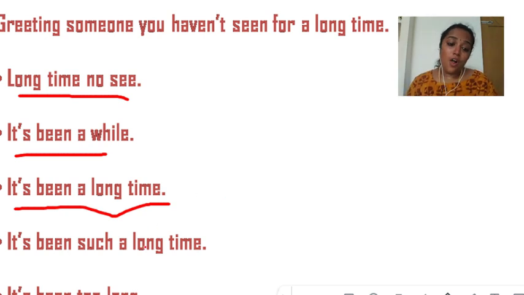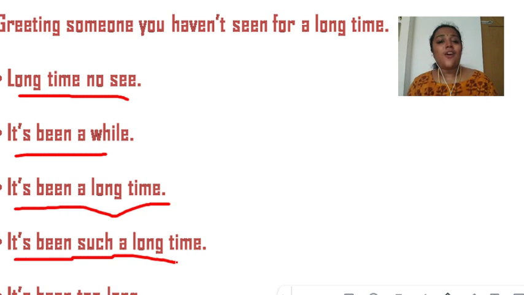Okay. You can also say, if you haven't met someone for a long time, in this manner, that is, it's been such a long time. And what is the next way to say this? It's been too long. So these are the different manners in which you can greet someone if you haven't seen them for a long time.